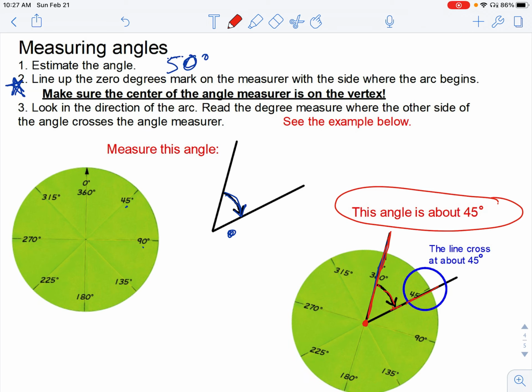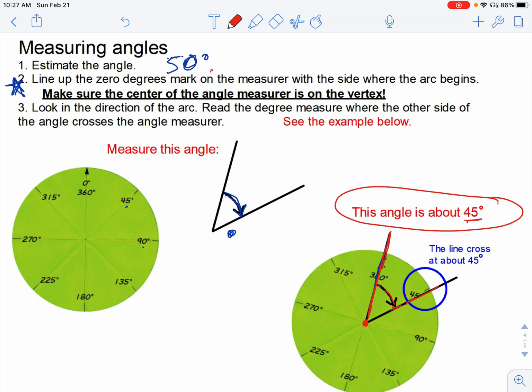And most importantly, you want to think, does my answer make sense? Well, yeah, if we estimated already that it was going to be about 50 degrees, and now I got 45 degrees when I use the measurer, that seems reasonable. So I know I'm on the right track.